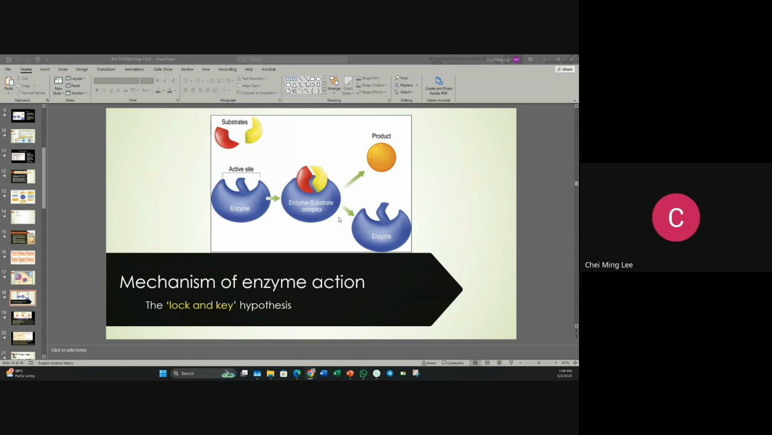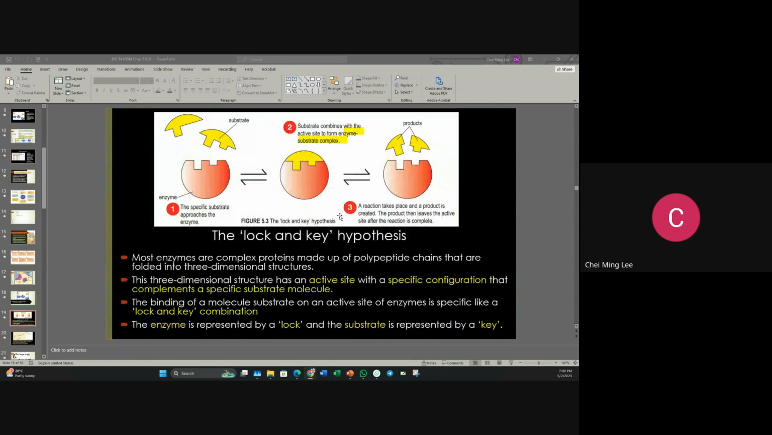All right. So let's see the mechanism of enzyme reaction. We call it lock and key. Most enzymes are complex proteins made up of polypeptide chains, which are folded into a three-dimensional structure. And this three-dimensional structure will have an active site with a specific configuration that complements a specific substrate molecule.